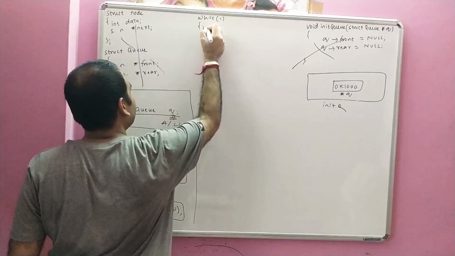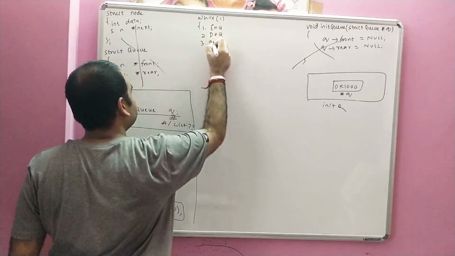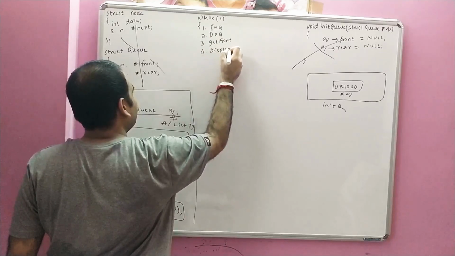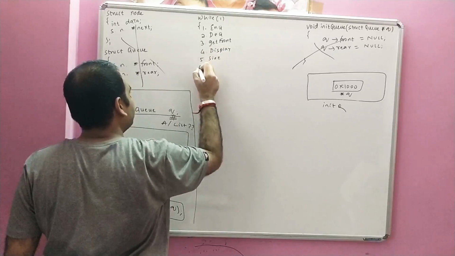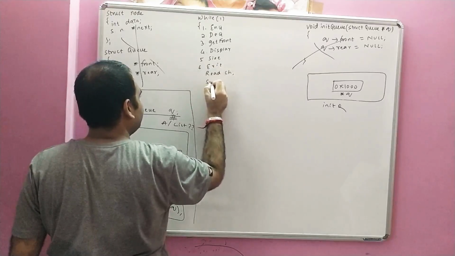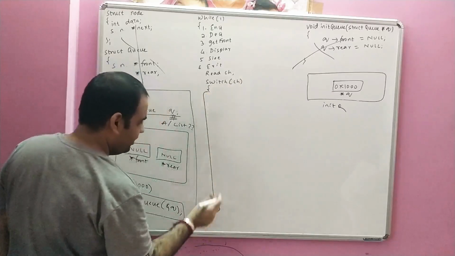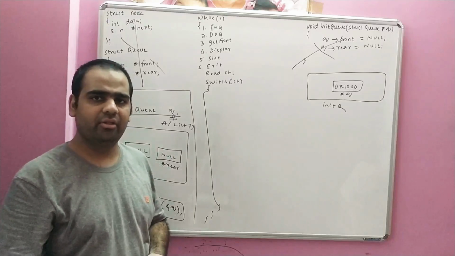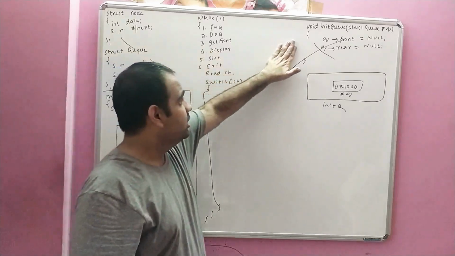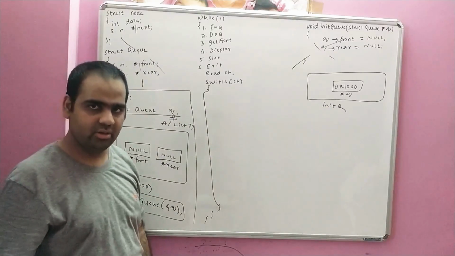Now let's say while 1, we will write some options. The first option is NQ, second is DQ, third is get front, fourth is display, fifth is size, and sixth is exit. You read the choice, then we say switch choice, and we write the cases one by one over here. Let's see how it is going to be done. This is not scratch, this is just to explain. Please write down this code, then I will erase this and we will see the cases one by one.